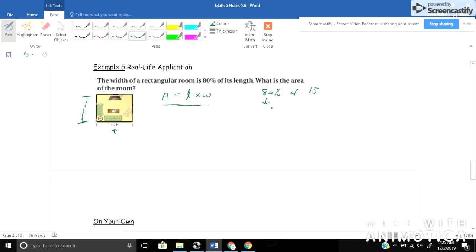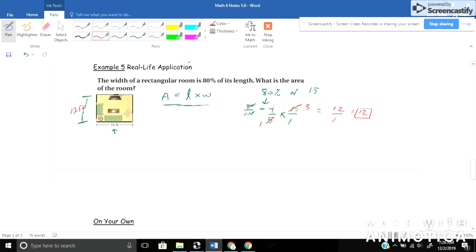So 80% would be 80 over 100. Simplifying that, take away a 0, so 8 over 10, which simplifies to 4/5. Of means times, and I'm multiplying by 15. Simplify before we multiply, so divide each of these by 5 will give you 1 and 3. Then multiplying across, you'll come up with 12 over 1, which is the same thing as 12. And so for my missing width here, it will be 12 feet.